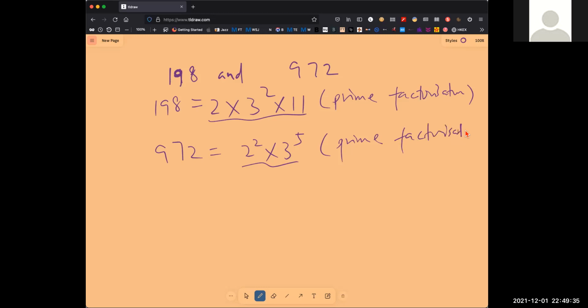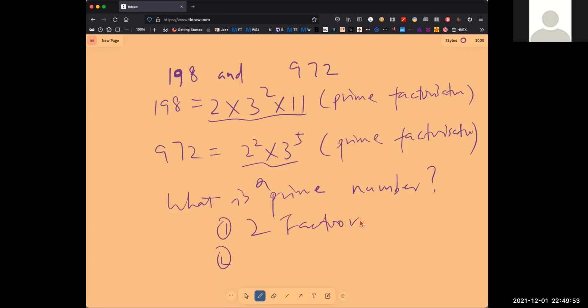Since we are talking about prime factorization, can you recall what a prime number is? Can you tell me what the two requirements are? Only have 2 factors. Yes, 2 factors. And then next? 1 and itself. Oh yeah. Okay, so that's the definition of a prime number.